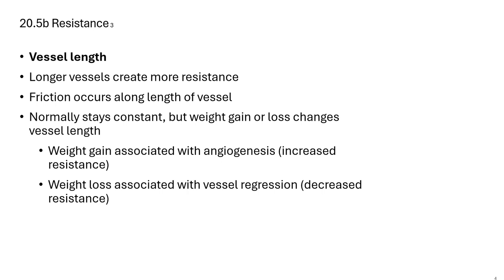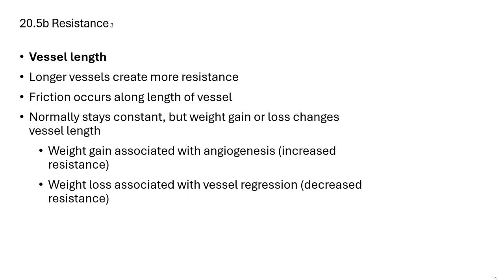So this is relatively constant. You're not drastically changing the length of your blood vessels minute over minute, day over day, year over year, but they can change, especially with things like weight gain and weight loss. Weight gain with an associated increase in adipose tissue requires additional blood supply. Forming new blood vessels is called angiogenesis, where the prefix angio means blood vessel and genesis means creation of. Creating new blood vessels increases vessel length, which is going to increase resistance.